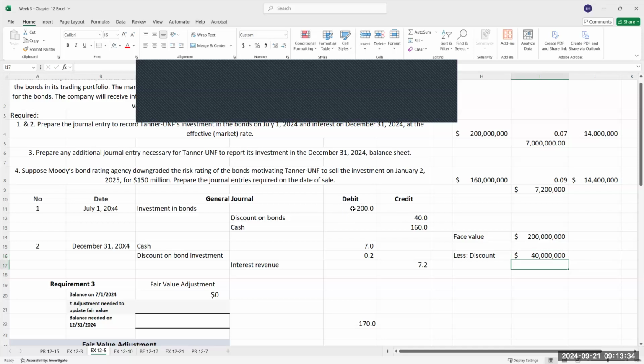The investment in bonds is 200 million. The discount is 40 million. And then the next step is we also need to factor in the amortization. And how do we determine the amortization? We see that there was a discount of bond investment. So less discount amortization. I should put it on another line. So less discount amortization.